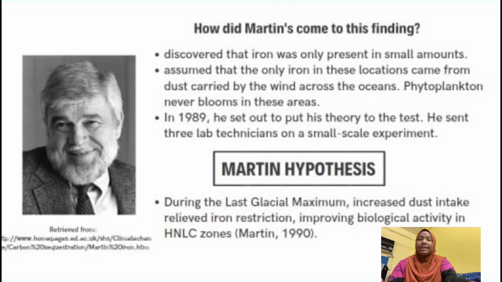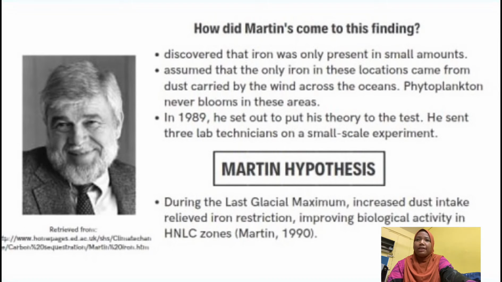How did Martin come to this finding? Martin discovered that iron was found in trace amounts only in the Antarctic Ocean, the equatorial Pacific and the Gulf of Alaska. He assumed that the only iron in these locations came from dust carried across the oceans by the wind. In these areas, phytoplankton never blooms. He set out in 1989 to put his theory to the test.